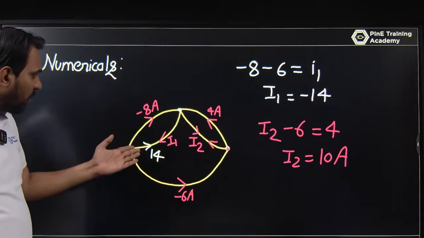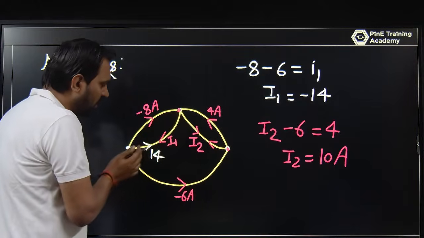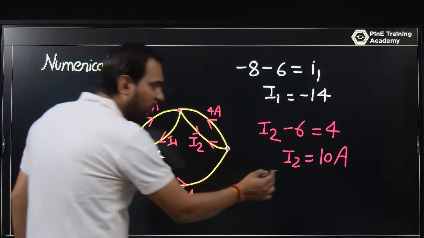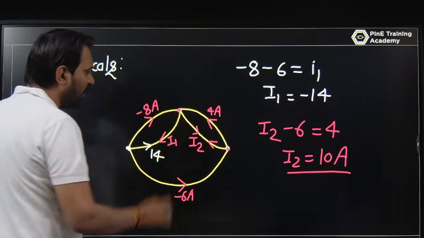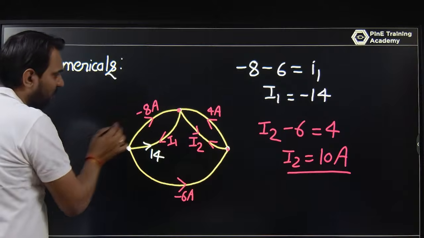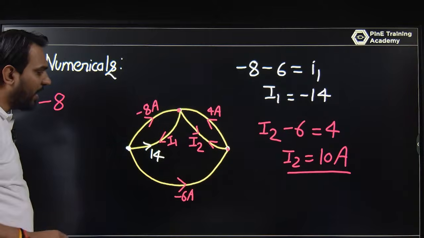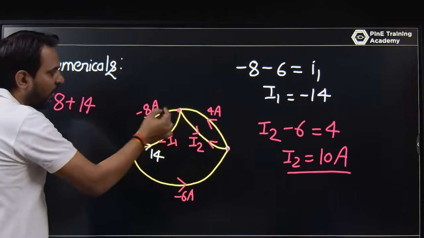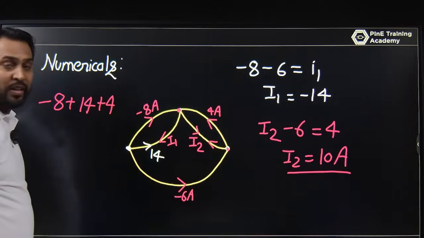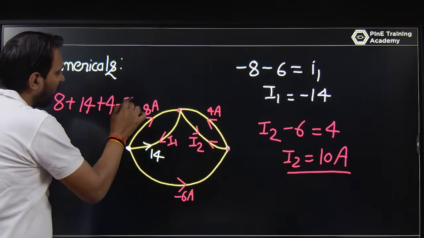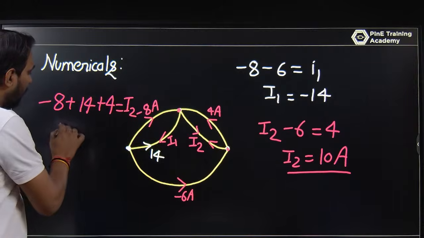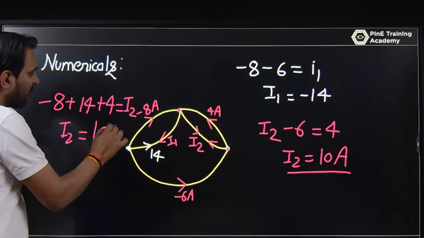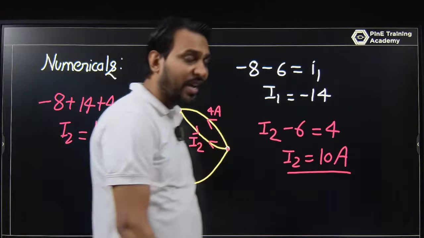You can check it also. If you take this node, you can verify whether I2 is correct or not. We know that I2 is 10, but let's prove it. At this node, minus 8 ampere is entering, 14 ampere is entering, 4 ampere is entering and I2 is leaving. So what is I2? 14 plus 4 is 18, 18 minus 8 is 10. So this is 10 ampere. Just check whether the answer is correct or not.